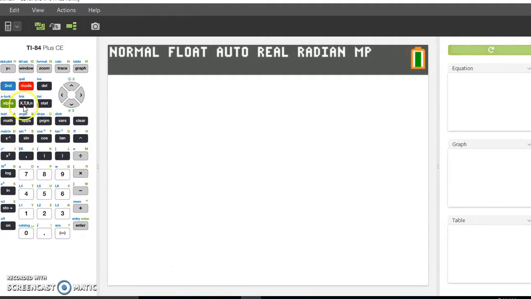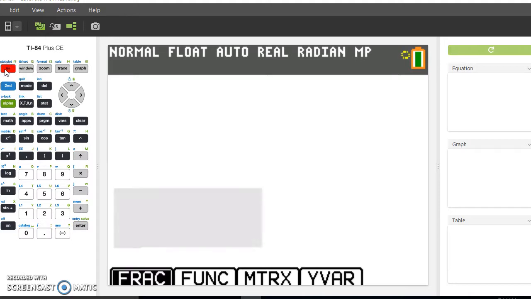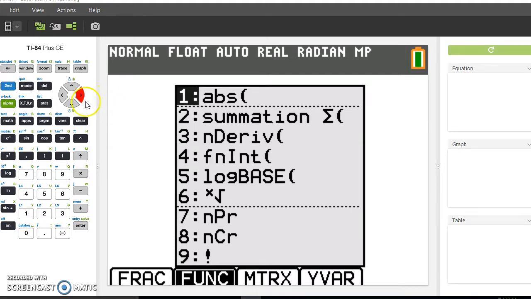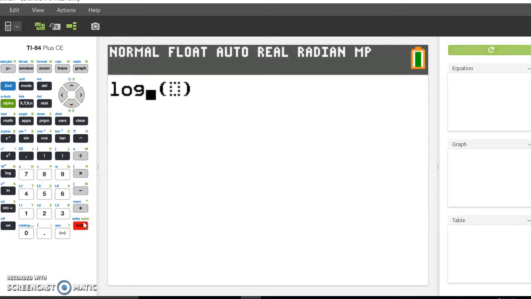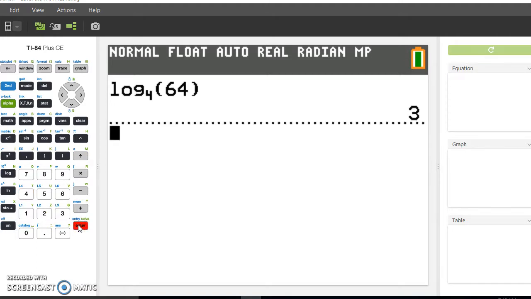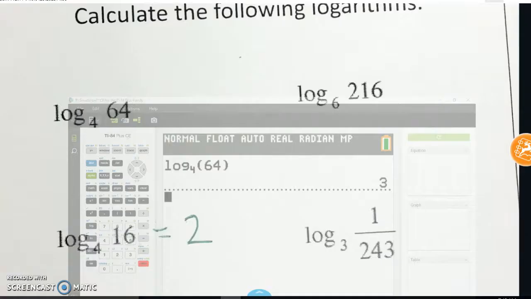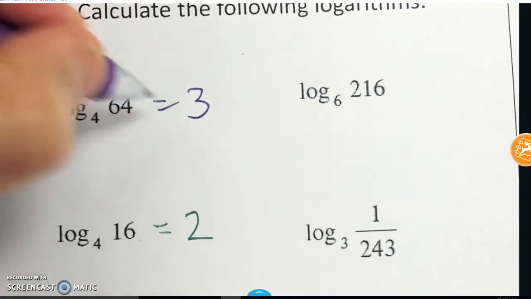But if you need your calculator to help you, hit second y equals, arrow to the right 1. And now we're going to go the fifth one down where it says log base. And then hit enter. And this works very nicely. So you write in the base here, and then you're going to right arrow. We need it to get to 64. Hit enter. So what this is telling us is 4 raised to the third power is 64.